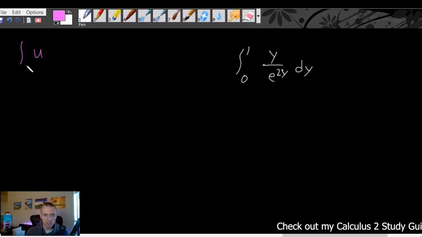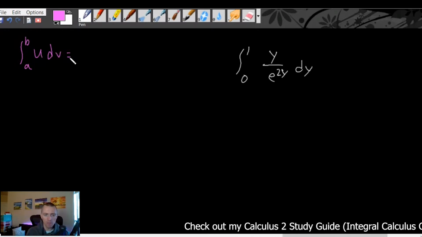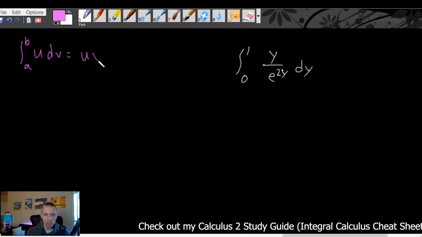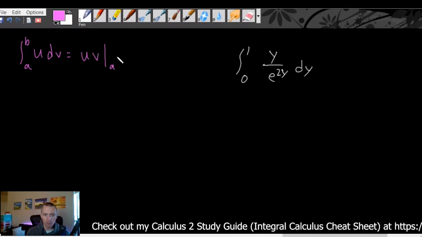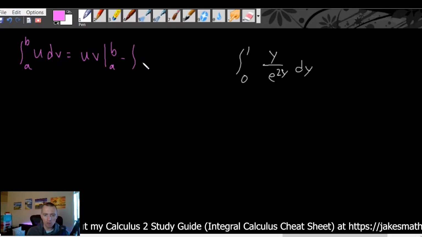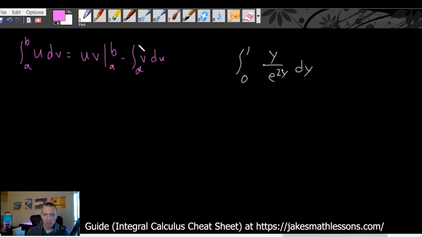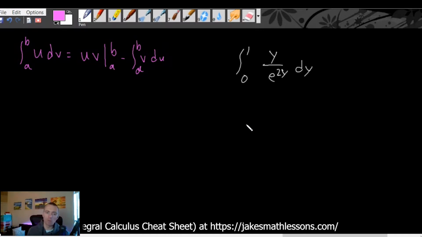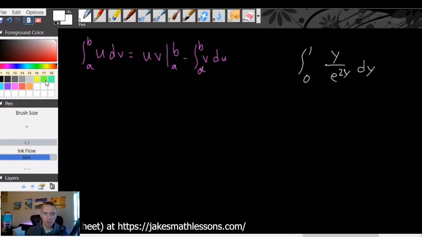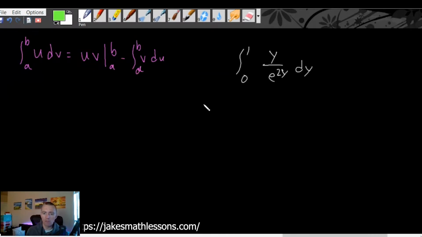But the formula just says if we're taking the integral from a to b of u times dv, that can be rewritten as u times v evaluated from a to b minus the integral of v times du from a to b. Just like we've done with every integration by parts problem on my channel. First thing you want to start with, right off the bat, figure out what you want to make your u, what you want to make your dv.